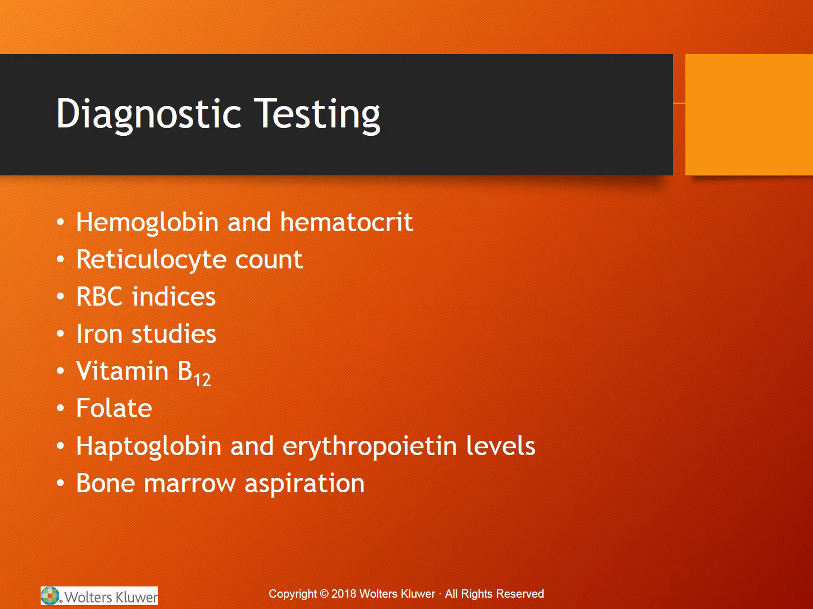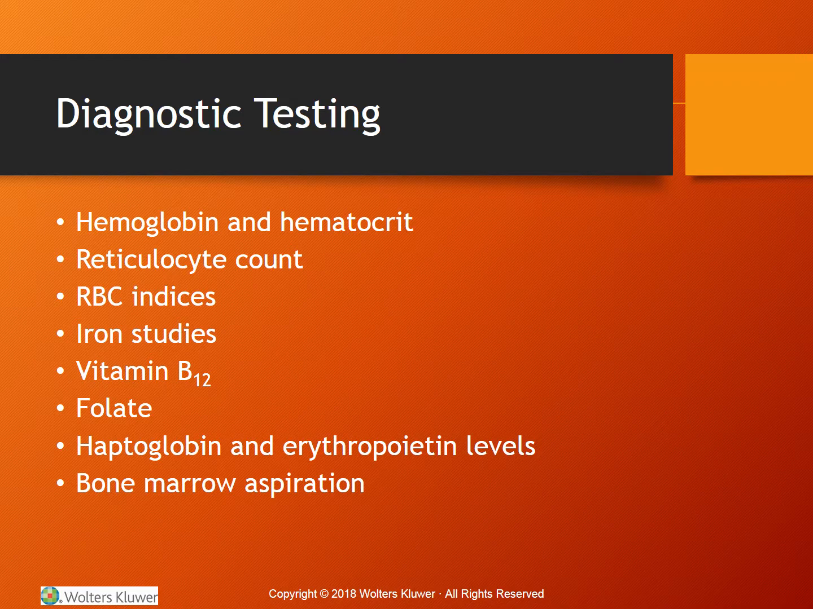Diagnostic testing, things that we do most often with patients who have anemia. We get not just a hemoglobin and hematocrit, we'll get a whole complete blood count, a CBC. But the things that we're picking out for anemia specifically are a hemoglobin and hematocrit, and a reticulocyte count, which tells us how well the body is putting out red blood cells. Are they manufacturing the red blood cells the way that they should?